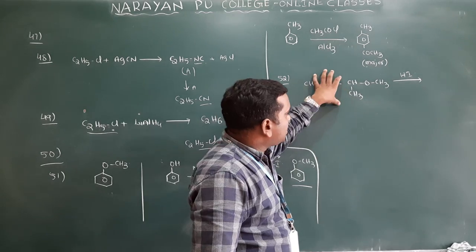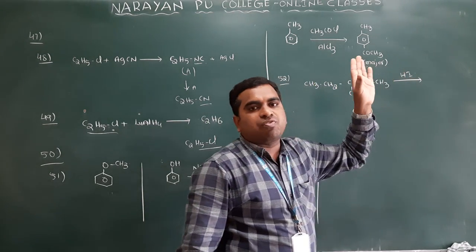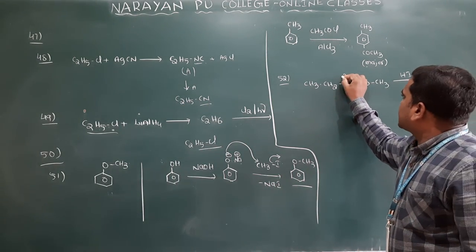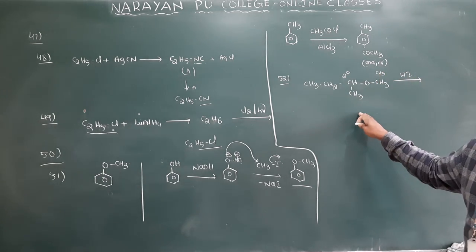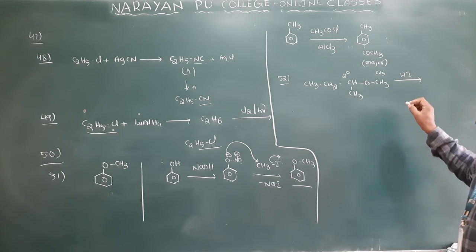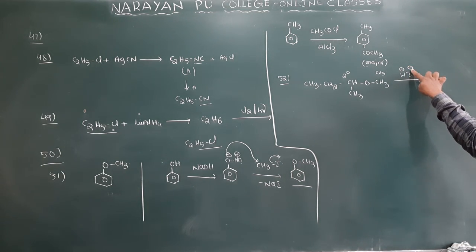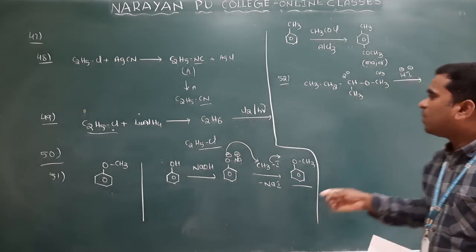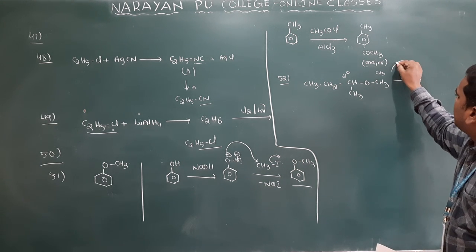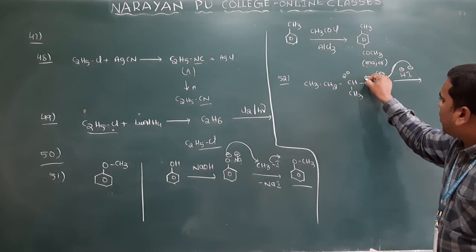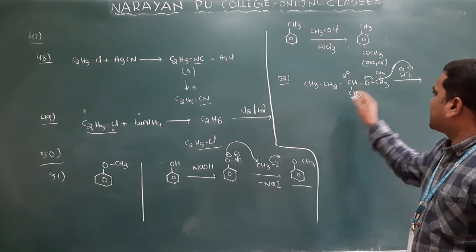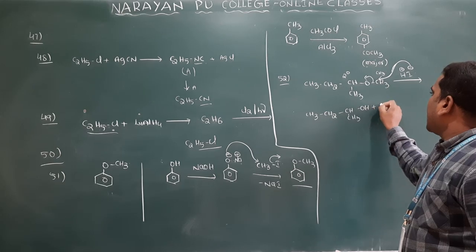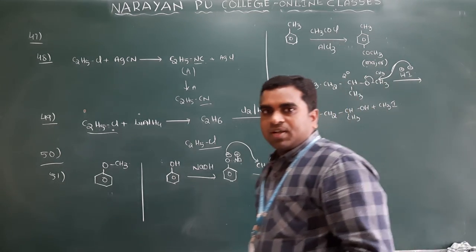If any one of the groups is a tertiary group, then the ether cleavage with HI follows the SN1 mechanism. Clear? In this case, this is a secondary group and this is a methyl, so there is no tertiary group here. That's why it follows the SN2 mechanism. SN2 means nucleophile. Which one is the nucleophile? I-. The attack takes place on the smaller, less bulky group. I- attacks here and this bond moves toward the oxygen. Then what are you getting? You are getting CH3I. You are not getting methanol here. You get CH3CH2OH and CH3I. Clear? Next one.